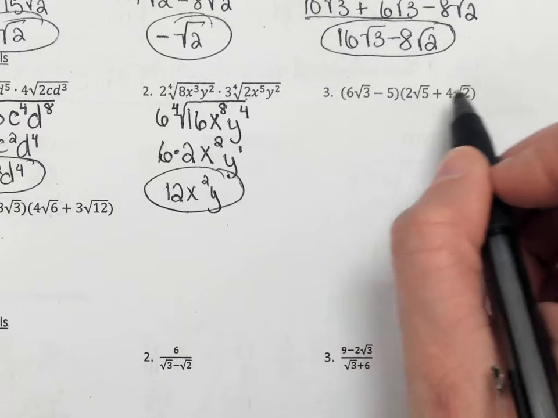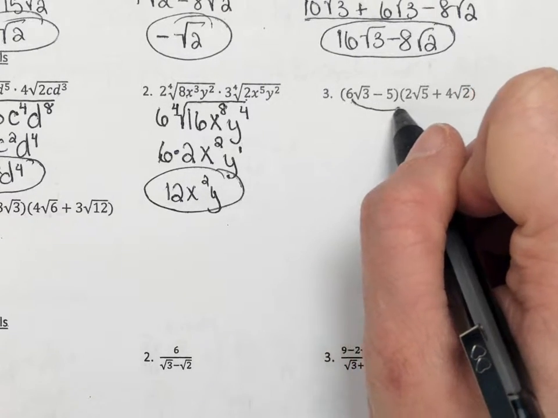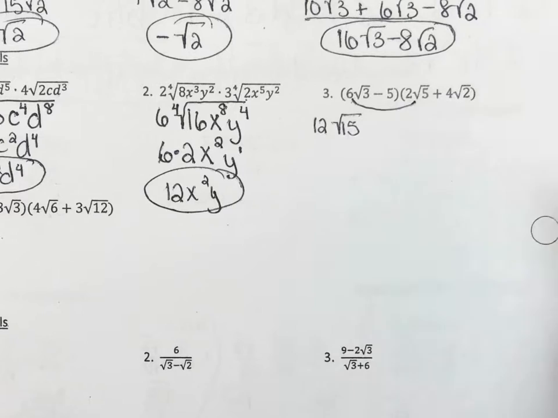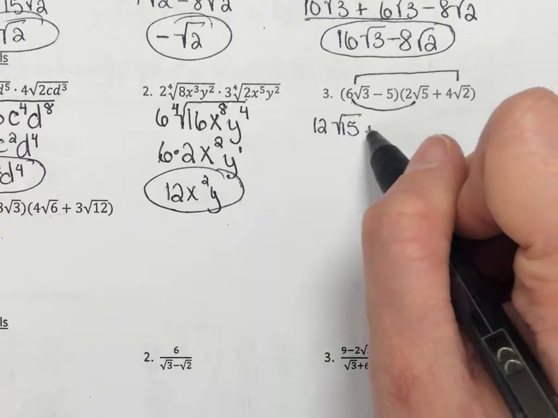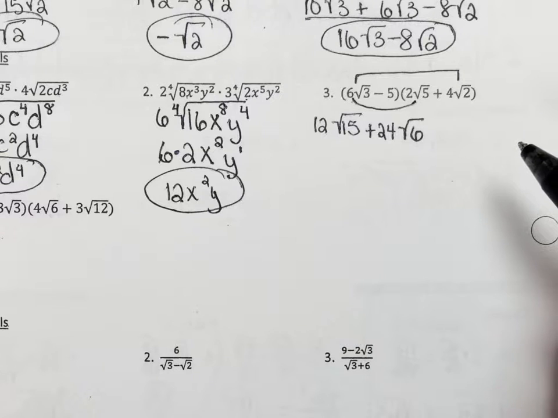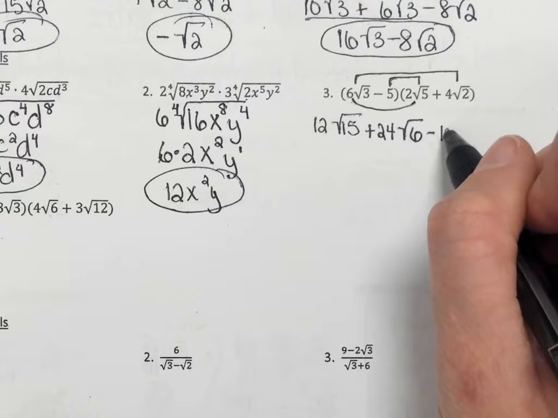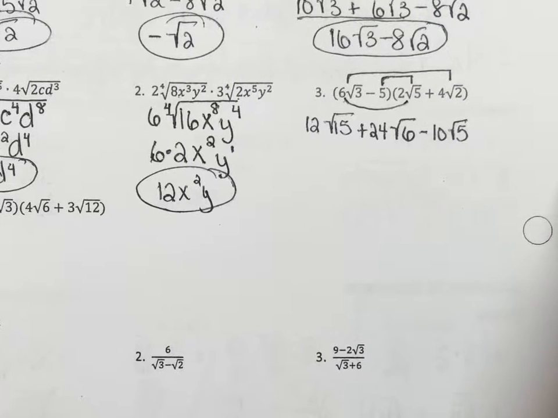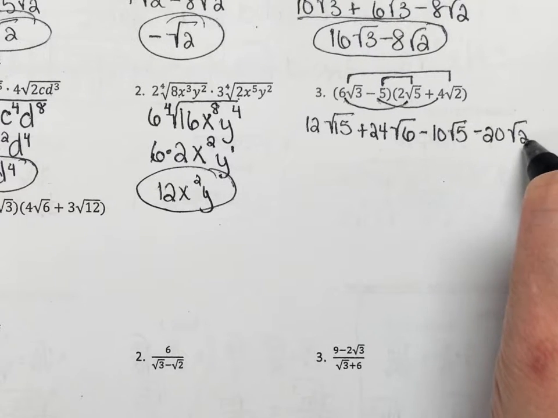Oh my goodness, what in the world is this? Foil. Foil: first, outer, inner, last. Here we go. First is 6 times 2 is 12. 3 times 5 is square root of 15. Y'all okay so far? All right, outer is 6 times 4 is 24. Square root of 3 times 2 is 6. Inner, negative 5 times 2 is negative 10, and then you just stick that square root on the back. Don't make it hard. All right, last, negative 5 times 4, negative 20, Grace, very good. And then just add that 2 onto the end.